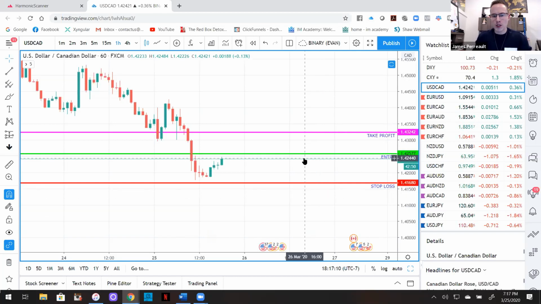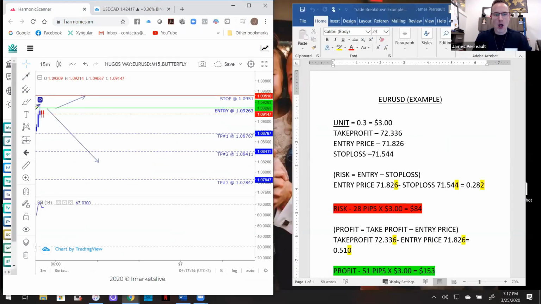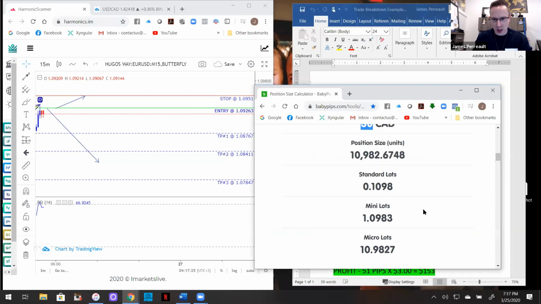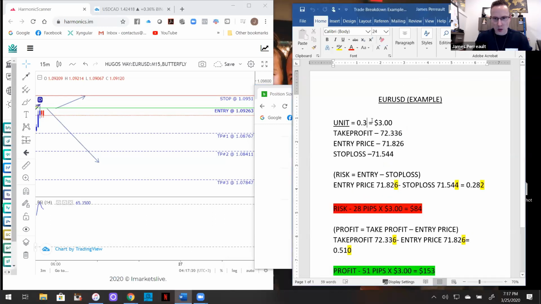So what I'm going to do is break down this entry point, this example, in terms of dollars and cents, right? We know what our risk should be. We determine that. So let me go back. Our lot size, I think it should be 0.10 for this, right? So we're just going to break down this trade, guys. So 0.10 is going to be our lot size, right?